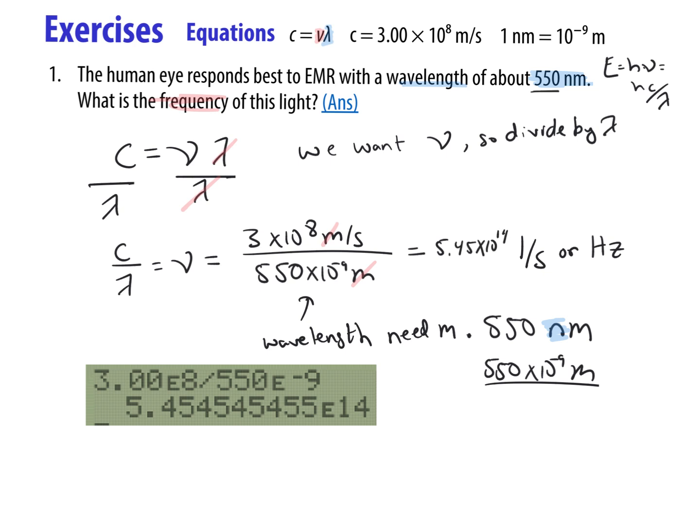Significant figures here, we get, say, 3. Maybe I should have put a period there. As long as you're within one significant figure, that's reasonable. In this case, yeah, say 3 sig figs. 5.45 times 10 to the 14, 1 over seconds, or hertz, is our final answer for the frequency. Again, in your calculator, remember to use that E for scientific notation, which will make your life easier.